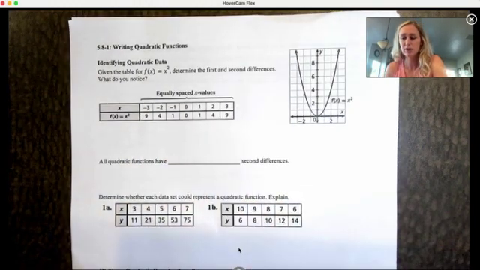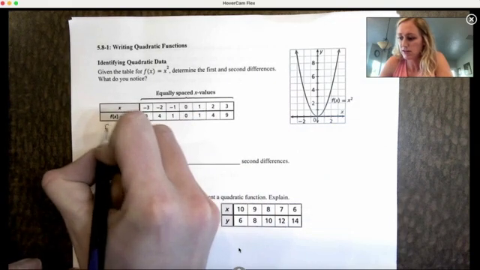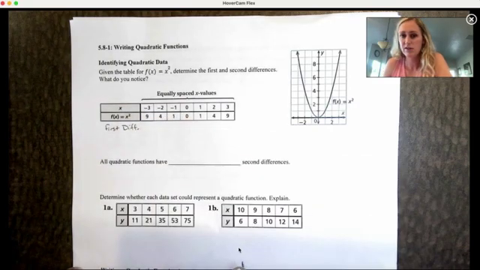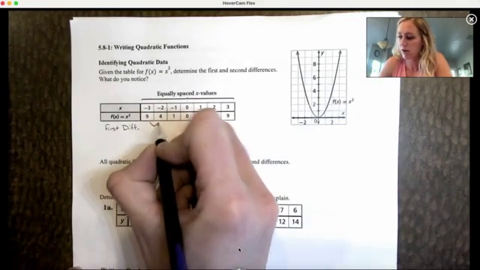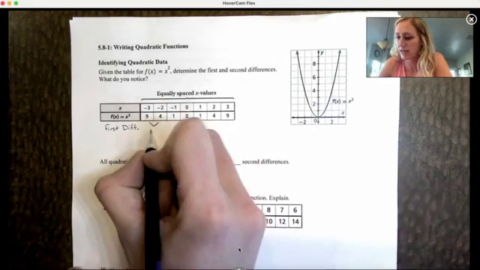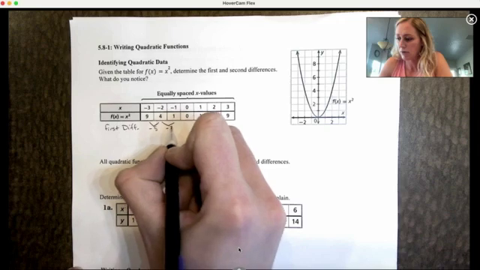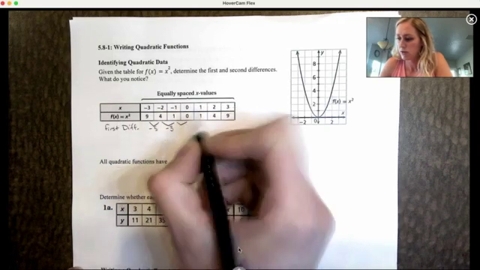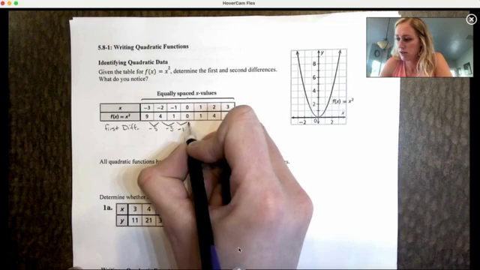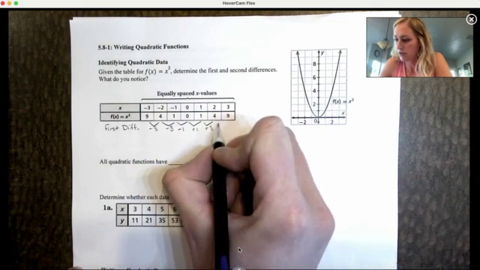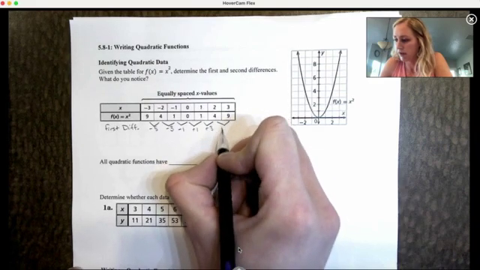When that happens, we can look at something called the first difference, the second difference, the third difference, and so on. The first difference is the difference in the y values. As I go from 9 to 4, I'm going down by 5. Then from 4 to 1, down by 3. 1 to 0, down by 1. 0 to 1, up by 1. 1 to 4, up by 3. 4 to 9, up by 5.